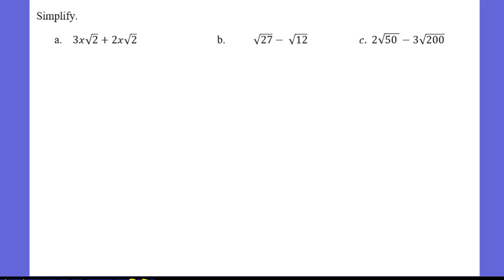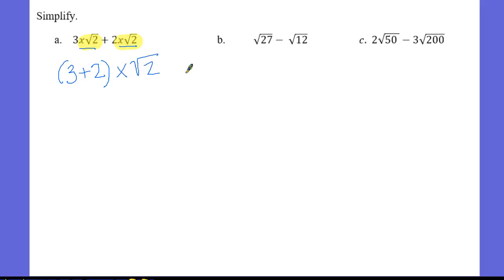So my question to you is this: are they like radicals? Yes, and we know that because they both end exactly the same after the lead coefficient. So I would use my factoring skills to say that these have a common factor of x square root of 2. So I would write this as factoring out the x square root of 2, as (3 plus 2) times x square root of 2.